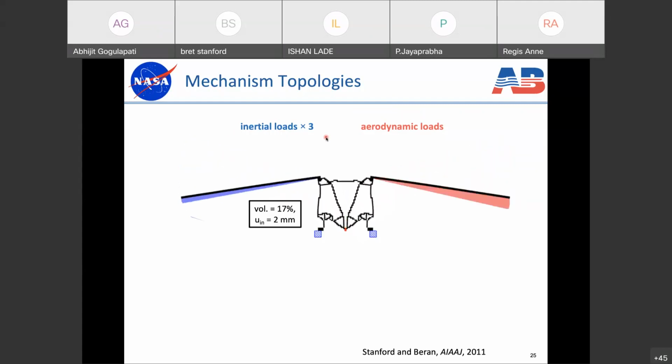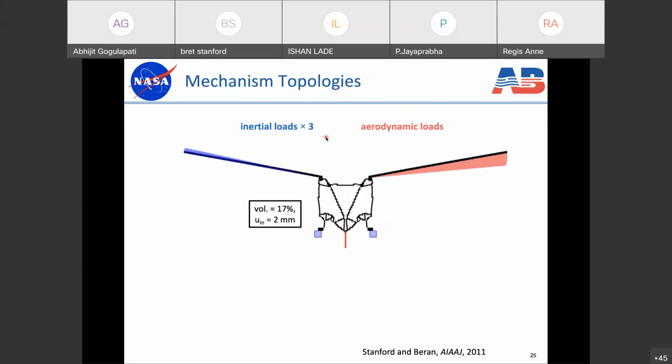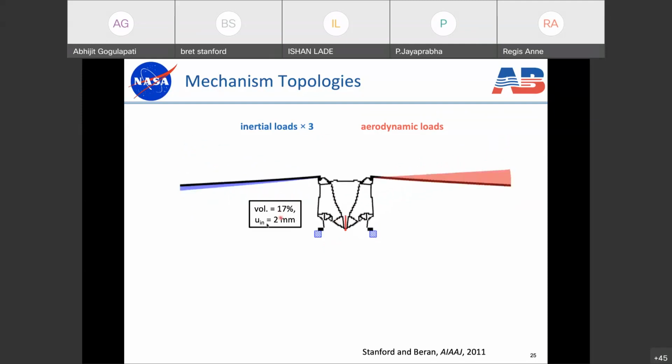So this is a topology that we get, and it's quite a pixelated topology, as you can see. This is a topology that we get when we set the volume fraction equal to 17%, meaning that 17% of our finite elements can be solid and the rest are void. And we also have a design constraint on the input motion of our force, that this input motion cannot be more than plus or minus 2 millimeters.